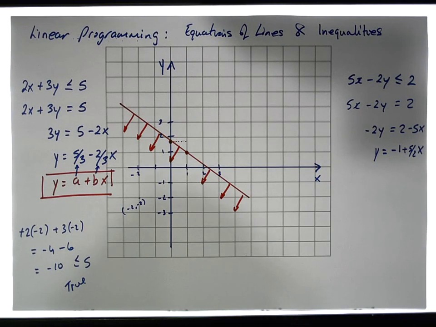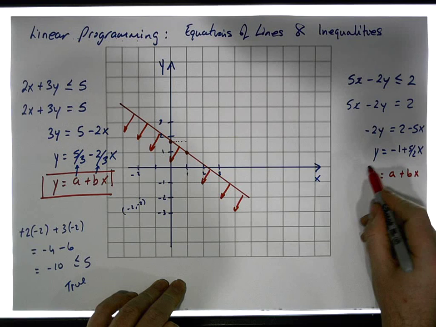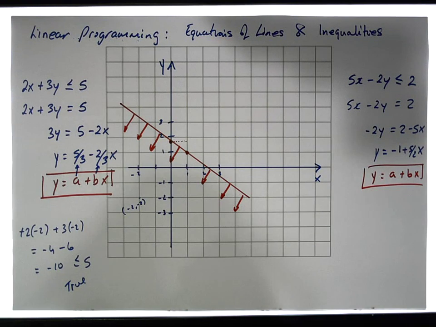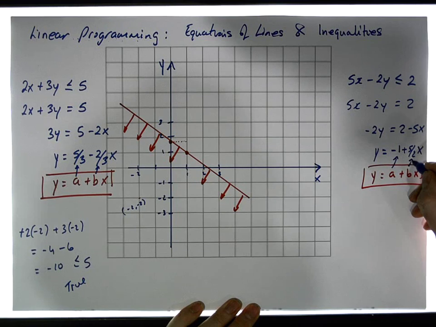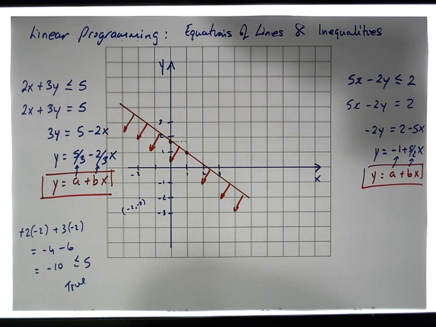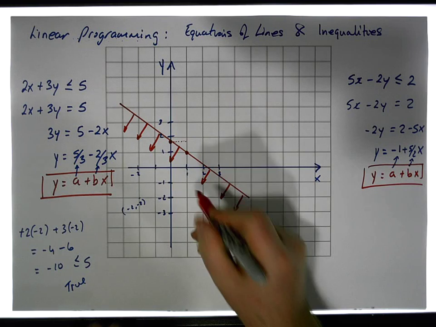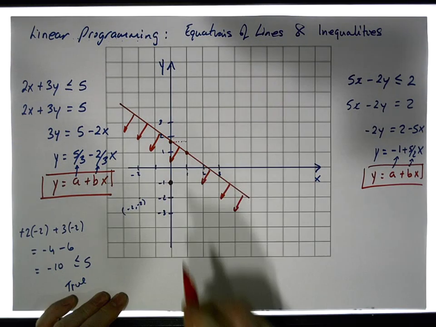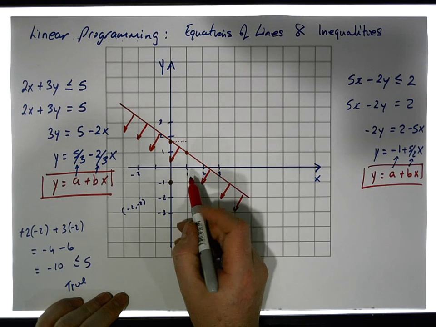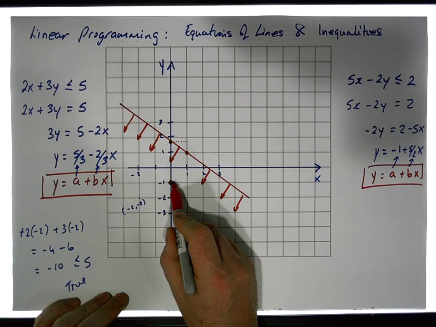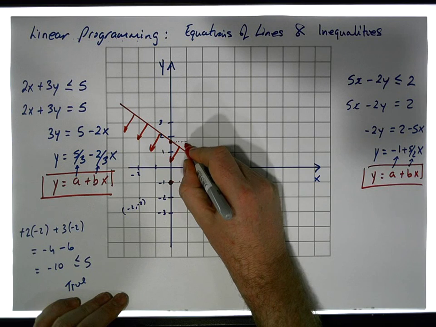So once again, this is in the form y is equal to a plus bx. The a part is the -1 and the b part is the 5/2. So this line intersects the y-axis at -1, and its slope is 5/2, which is the same as 2.5. So if I come out 1 unit, I'm going to go up 2 and a half units, which is going to bring me up to approximately here.